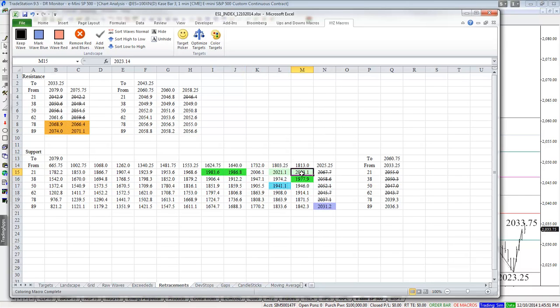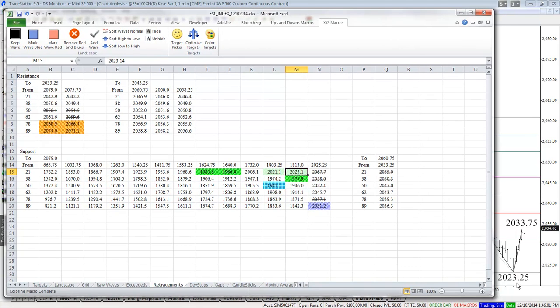So, we're sitting right on the 21% retracement of the move up from 1813 to 2079 right now. The 21% retracement was 2023. Our swing low today was 2023.25. So we've already had a 21% retracement of the entire move up. So technically, this correction could already be complete. But right now, I'm thinking it's going to extend a little bit more.